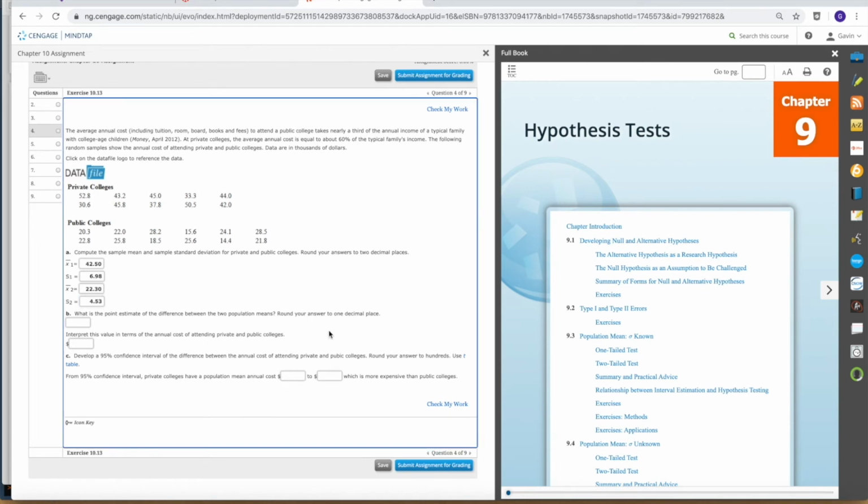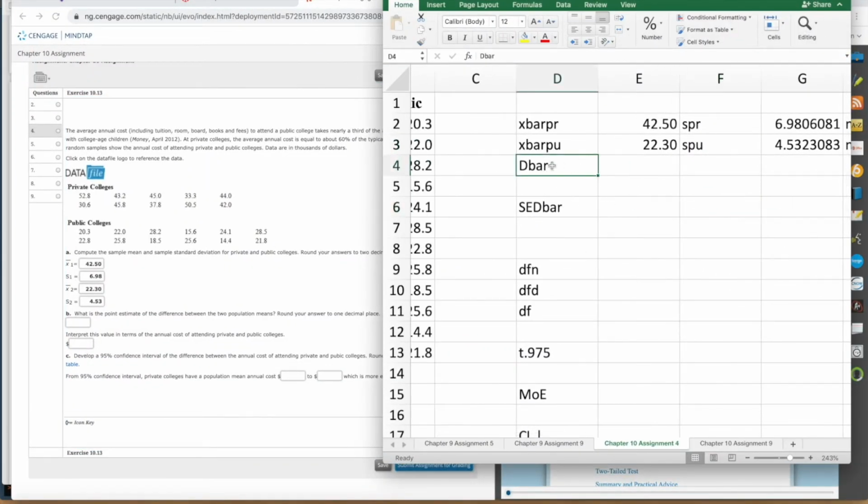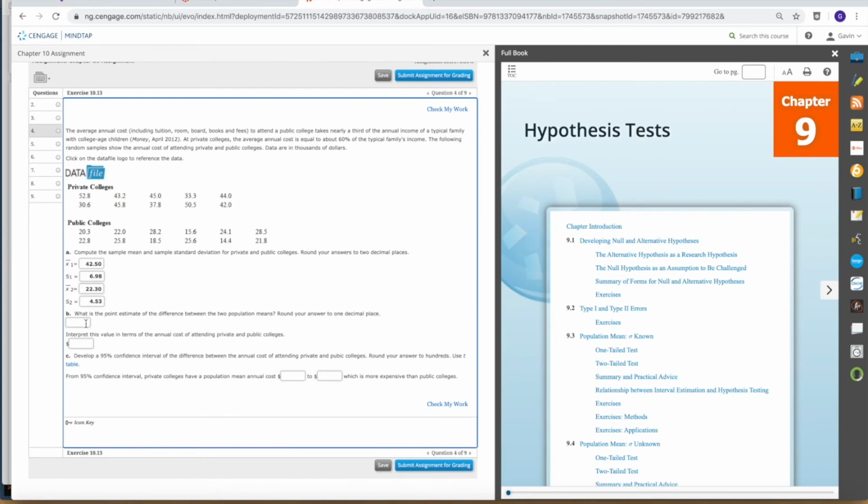What is the point estimate of the difference between the two population means? Round your answer to 1 decimal place. Well, I could put D bar right here because that's my estimate. D for difference. D bar equals this guy minus this guy. That's 20.20. 1 decimal place, so it's actually 20.2. They're messing with you on the decimal places just like I did on the quiz. That's fun. Interpret this value in terms of the annual cost of attending private and public colleges.